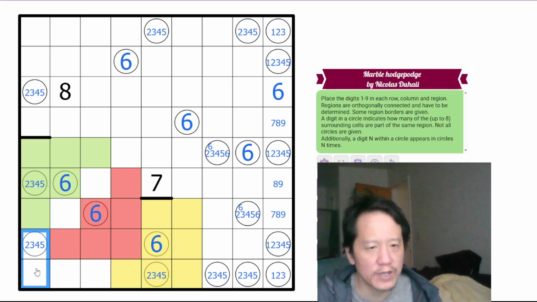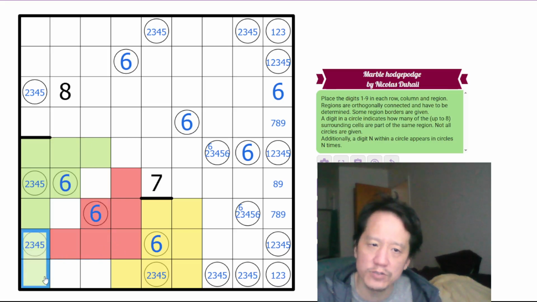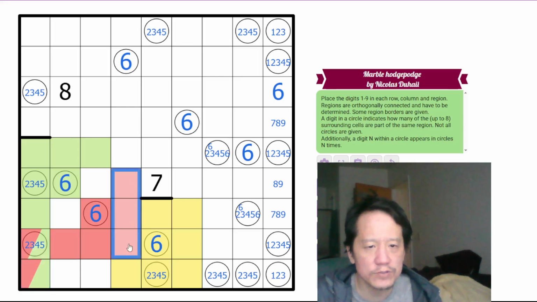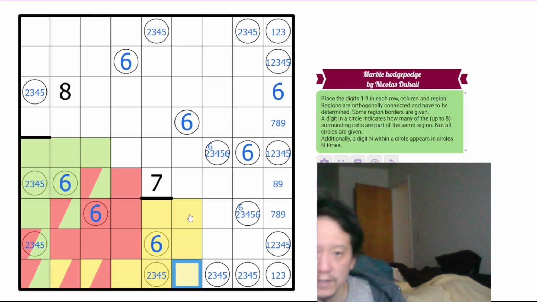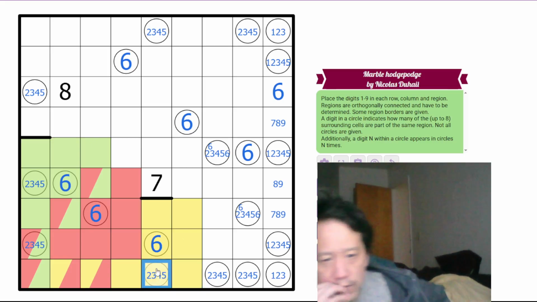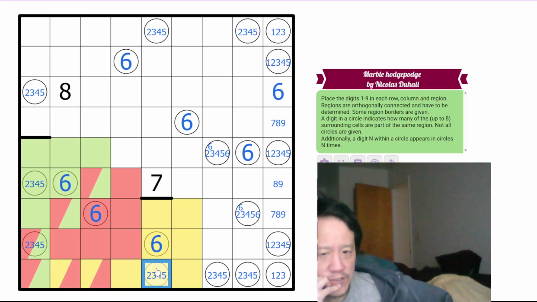I guess it could go. This would have to be green. This would have to be... It could be red or yellow. Actually, this could be red also. This would be green, red. We'd have 1, 2, 3, 4, 5, 6, 7, right? This would be a combination of green and red. And this would be red or yellow. Could not be green. That seems fine. This would then be 4, because you had 4 surrounding cells part of the same region. So that seems fine. Huh.